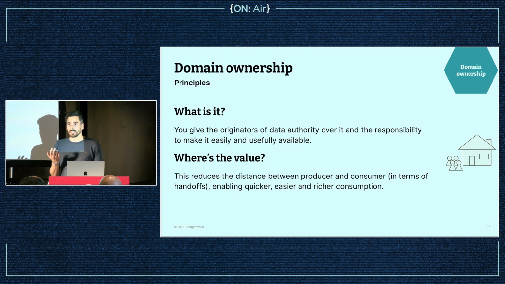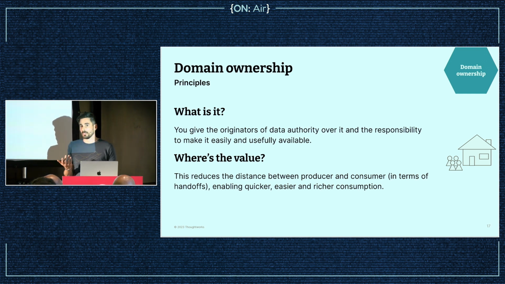So let's look at the first one, right? The first one is domain ownership, and basically what it is, is making the people that generate the data own that data, right, and be responsible for that data. And what's the value of this principle? The value of this principle is reducing the hand-offs between where the data is originated and where the data is consumed.